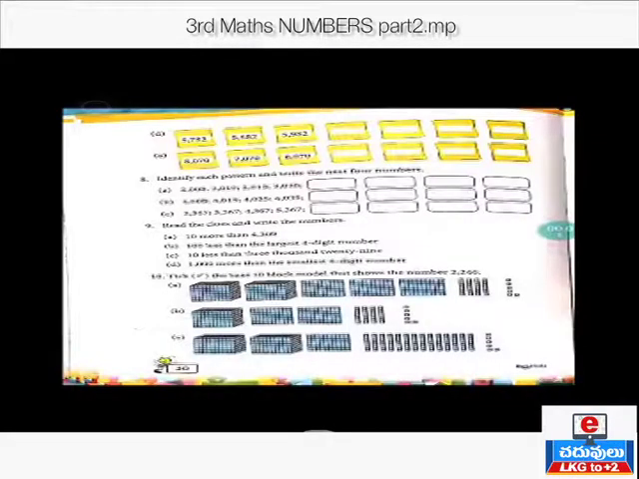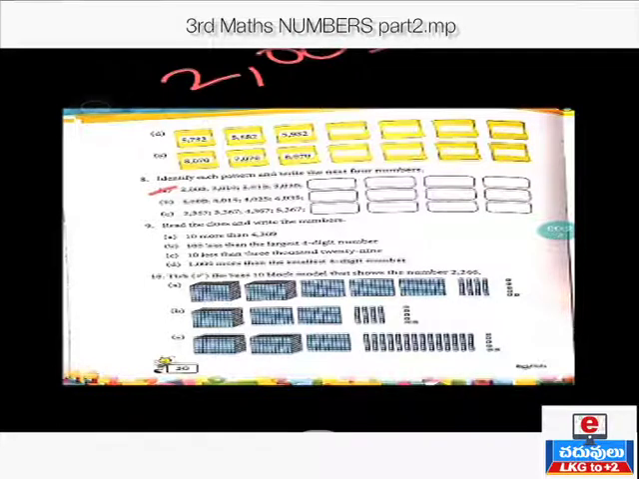See the next question. 8th question. Identify each pattern and write the next 4 numbers. So here are the given patterns, no? So what pattern is here?